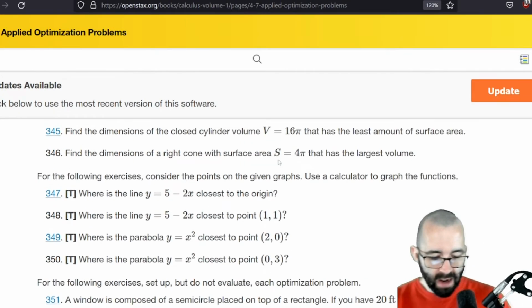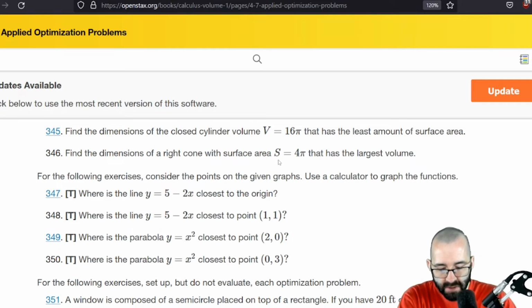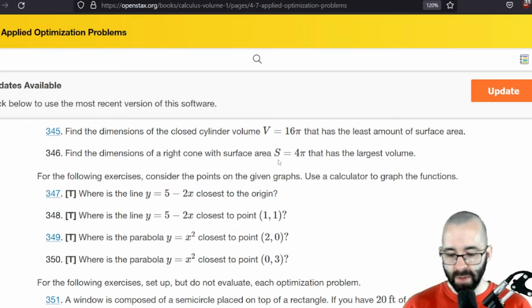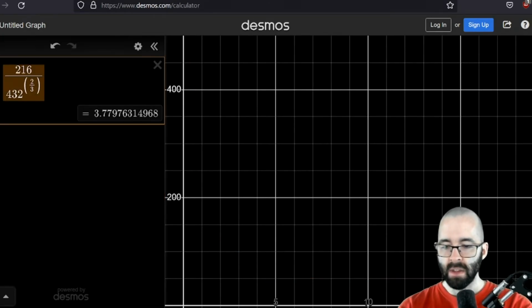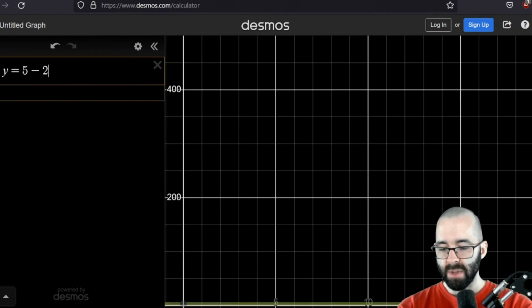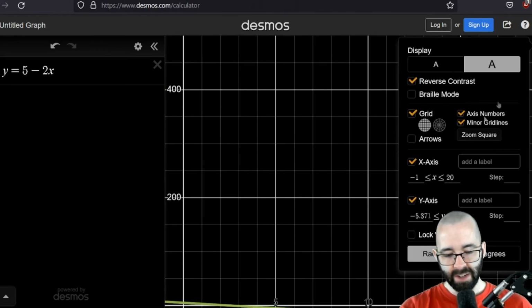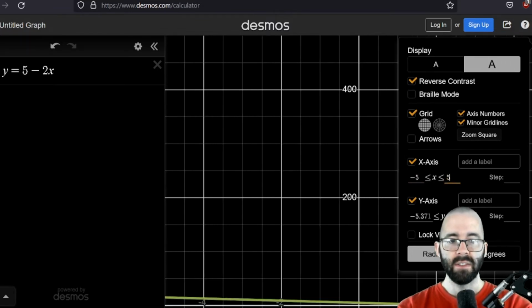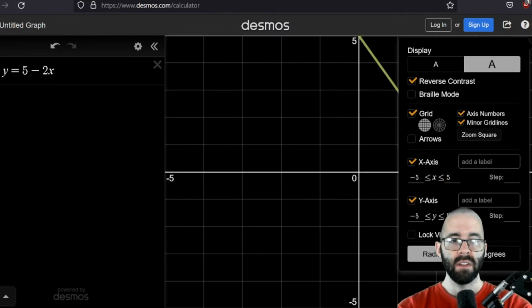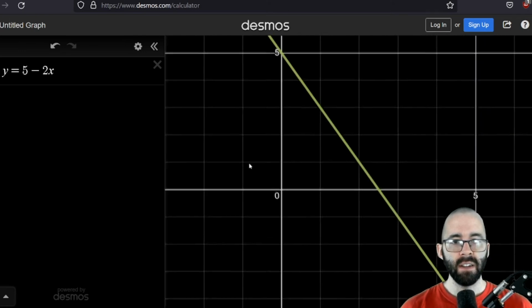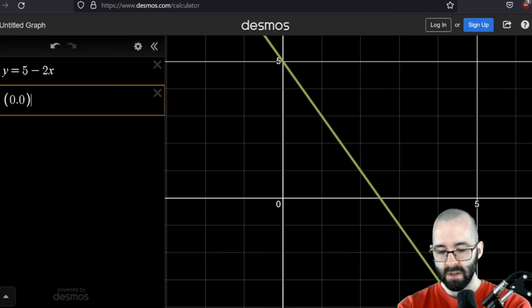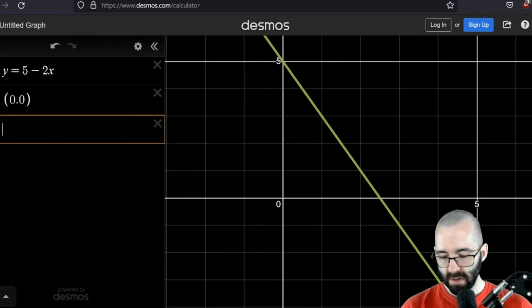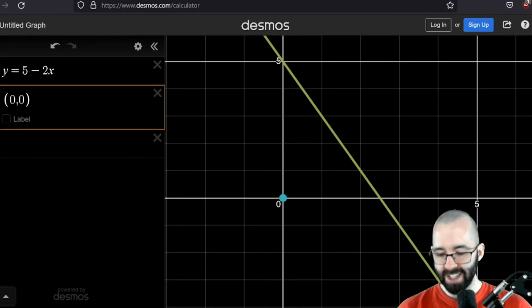Consider the points on the given graphs and use a calculator to graph the functions. Where is the line y equals 5 minus 2x closest to the origin? Y equals 5 minus 2x. Oh, we might need a reset. Let's go from -5 to 5. Where is this line closest to the origin? Where is it closest to the point 0, 0?